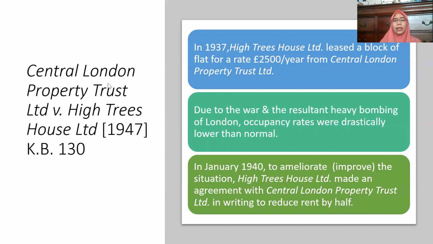It fell down. But three years after, in January 1940, to ameliorate the situation, High Trees House Limited made an agreement. That means they already had a tenancy lease agreement between them, but now they made another agreement with Central London Property Trust Limited in writing. They agreed for the rent to be reduced by half.